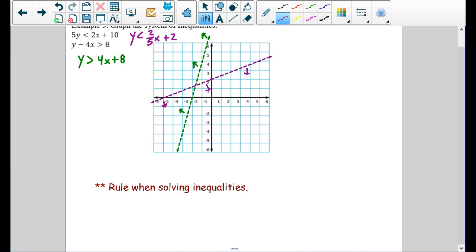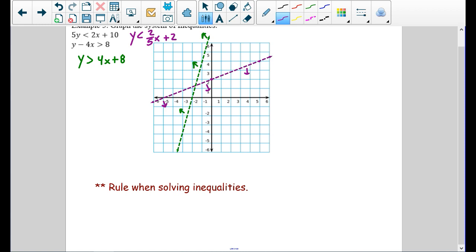So you can see here, the top equation, I solved for y: y is less than 2/5 x plus 2. So starting point here on the purple line is at 2, up 2 over 5 to get my next point here. Drew my line, and y is less than, so I'm shading down below that line.